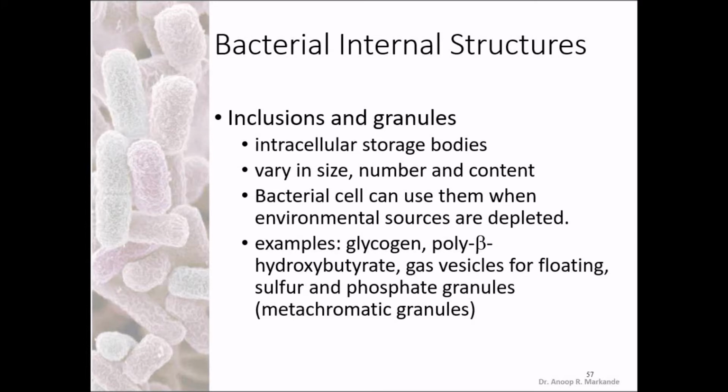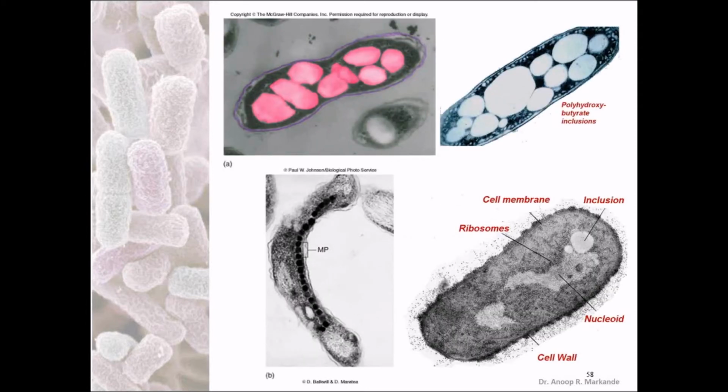Inclusions and granules, intracellular storage bodies, are the ones which we are calling inclusions or granules. They vary in size, number and content. The bacterial cell can use them when environmental sources are depleted. These are like storage materials. For example, glycogen, polybeta hydroxybutyrate, and gas vesicles, which can be used for floating, for buoyancy maintenance, and sulfur and phosphate granules, which can be seen in extreme conditions. As seen in these pictures, there are different inclusions in different types of cells.